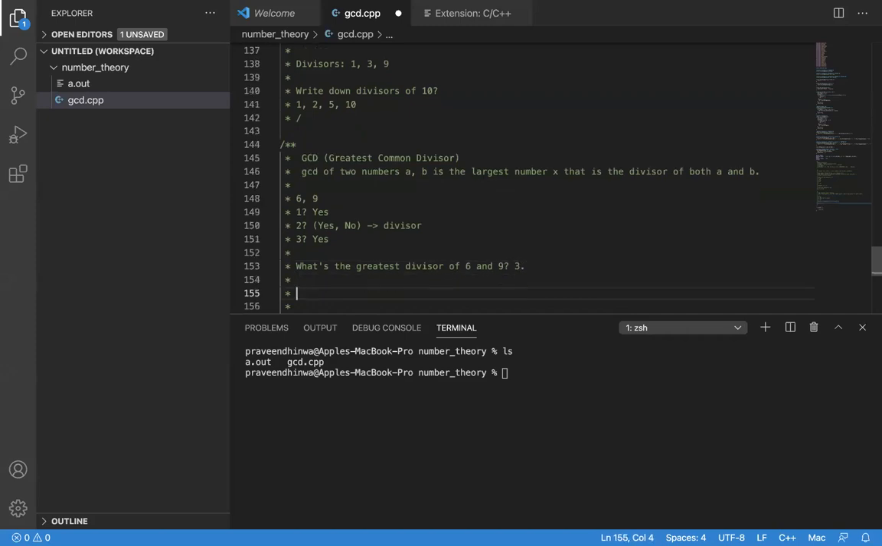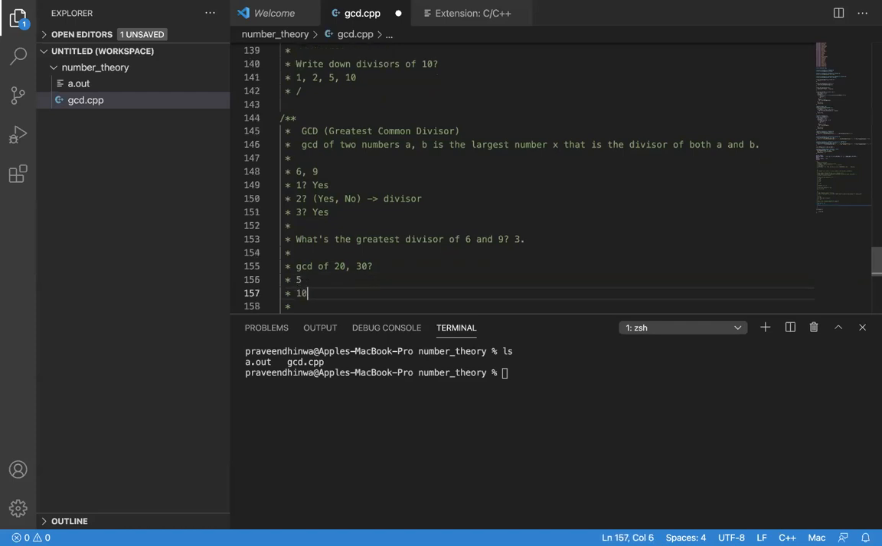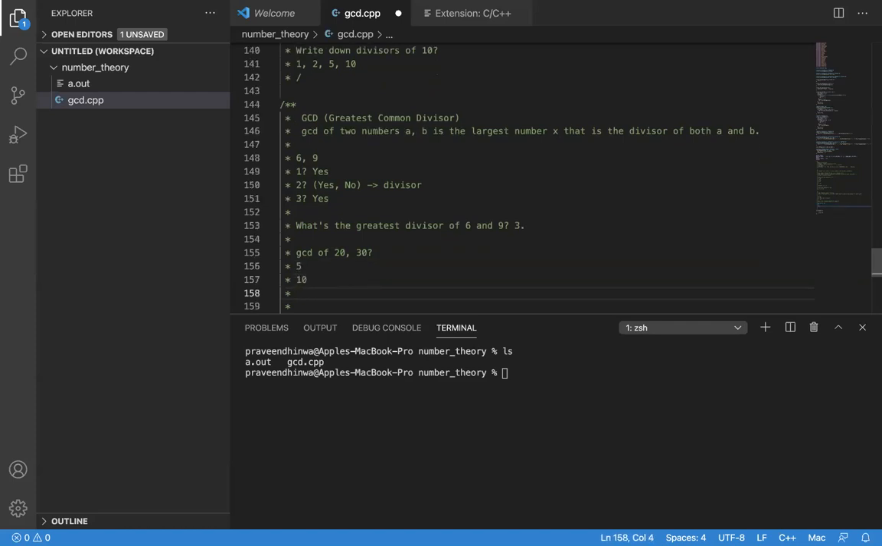So can you tell the GCD of 10 comma 12? What is the largest number that divides both 10 and 12? Or maybe 20 and 30? What is the largest number that divides 20 and 30? You can see 5 divides. You can see 10 divides. Is there a number larger than 10 that divides both? Answer is no. So GCD of 20 comma 30 is 10.